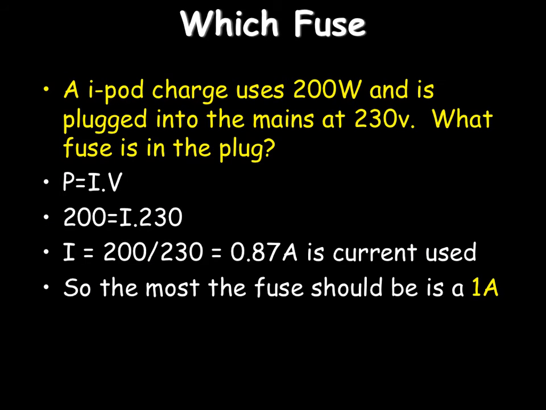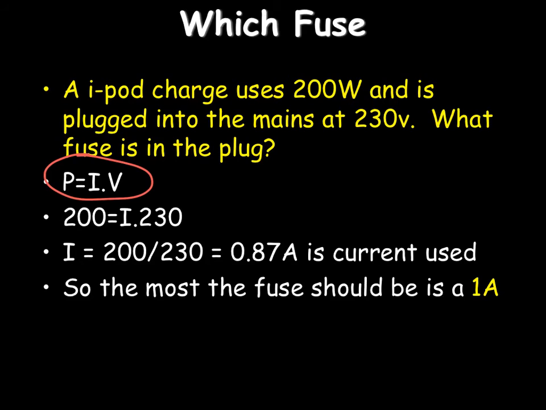Now, which fuse you would use depends on this formula over here. P equals IV. The power is current times voltage. Now, this is a very important formula which is sadly not used often enough in any textbooks, and one of the reasons I don't use a textbook for any of these is there are so many omissions like this.